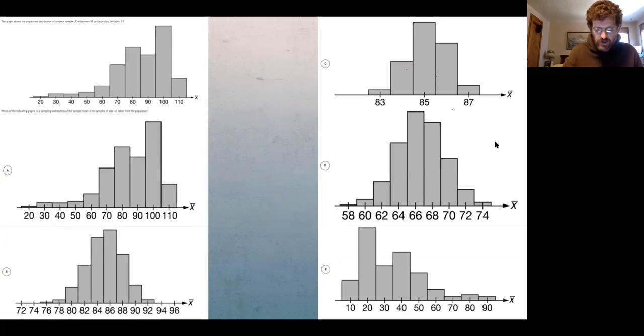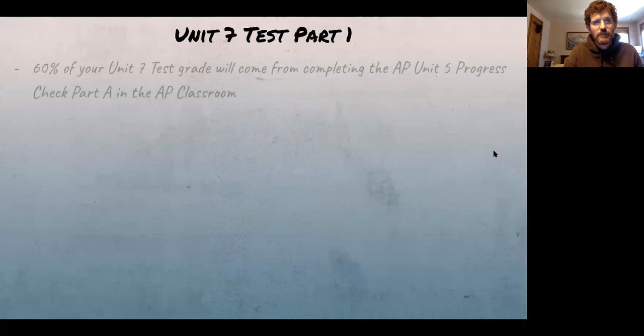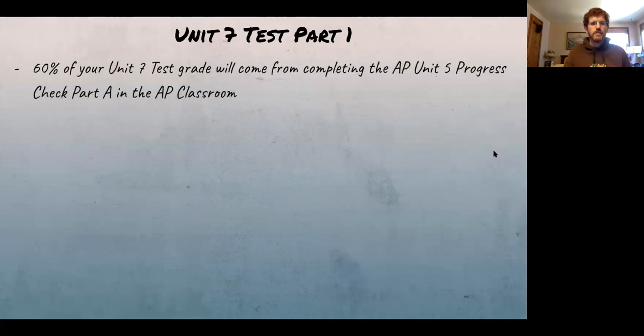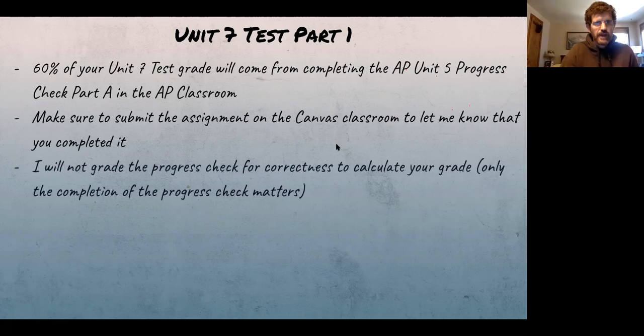Okay. And that's the last one that we were looking at today. We actually are ending 45 minutes early, but let me go over this real quick. Again, 60% of your test is just going to come from completing the AP Unit 5 Progress Check Part A, which is, there's an assignment for it in the classroom. So make sure that when you do the progress check, you actually just submit the assignment saying that you got it done. It's going to be graded by AP, and I'm going to see the results, but I'm only going to grade it to make sure that you completed it.